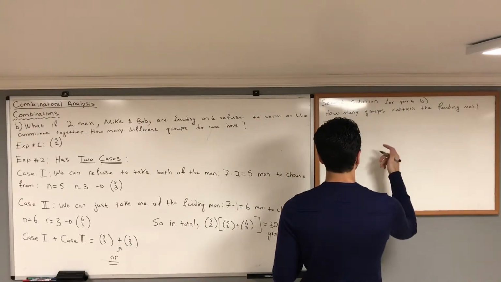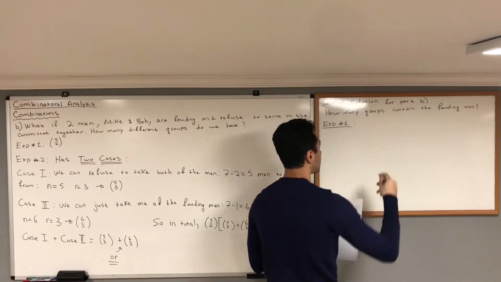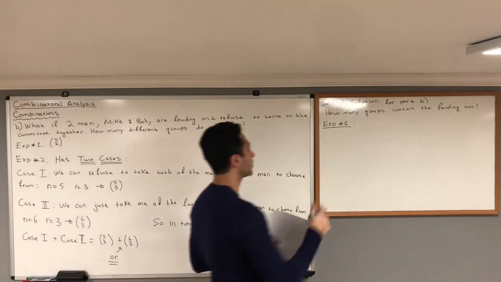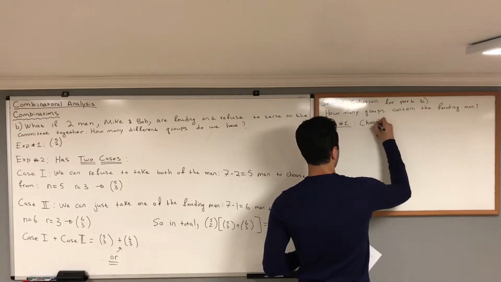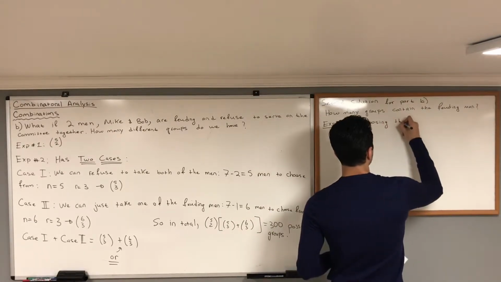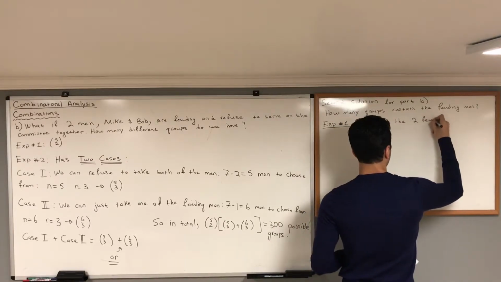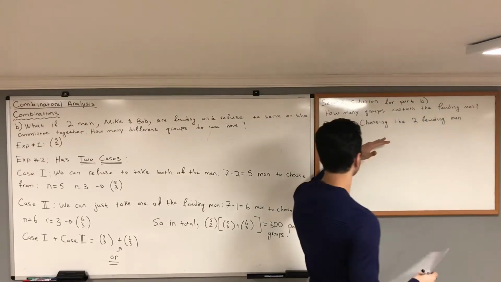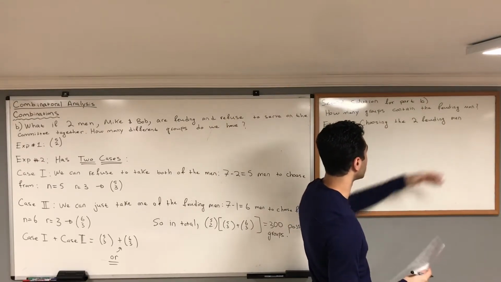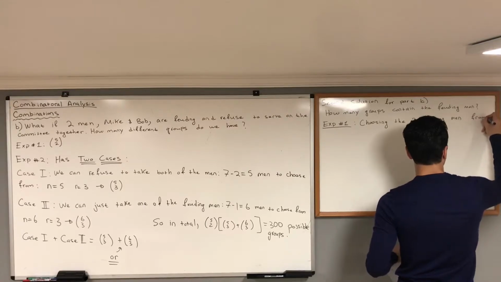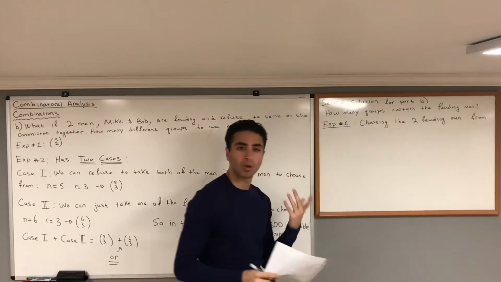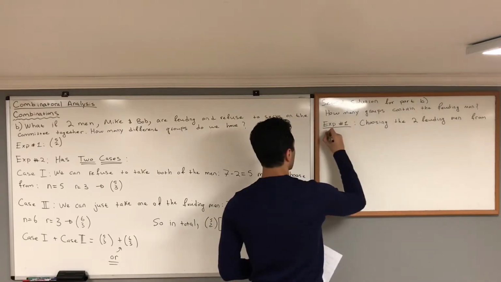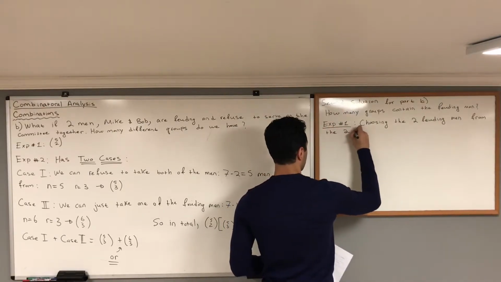So, experiment 1 is, well, how many ways can you choose Mike and Bob in general? What do I mean by that? Experiment 1 is choosing the 2 feuding men from what? Well, we have to choose Mike and Bob from themselves. Choosing the 2 feuding men from the 2 men that are feuding, right?